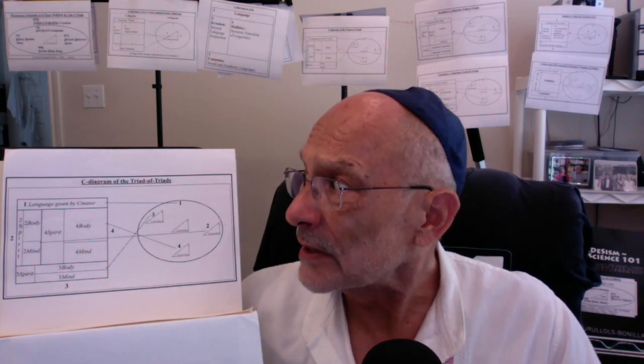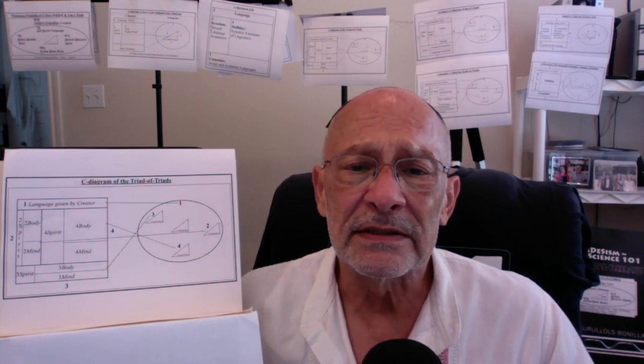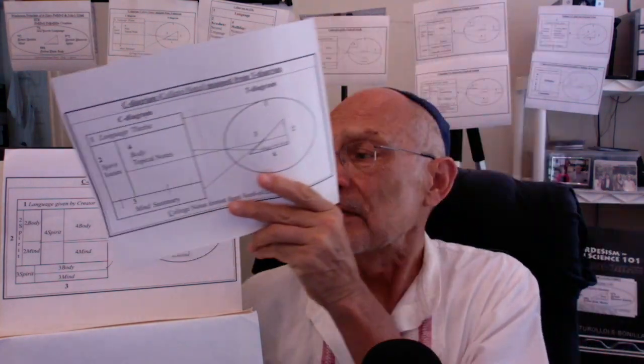So we go to the next one, C-diagram of the triad of triads. As we said, the first triad would be this, all right?